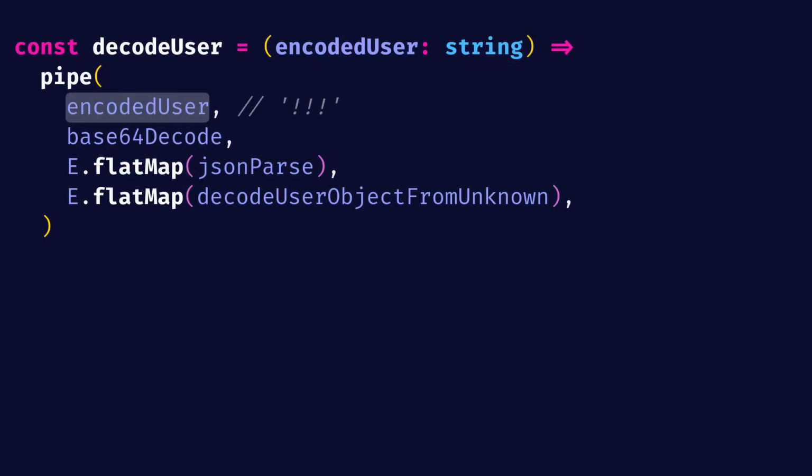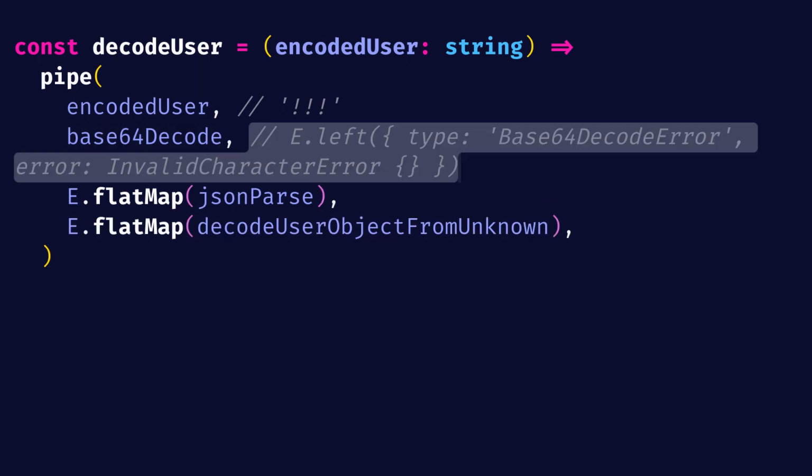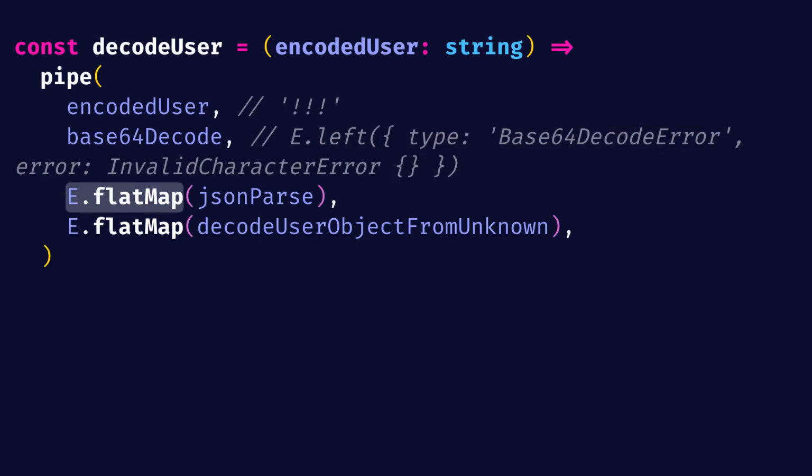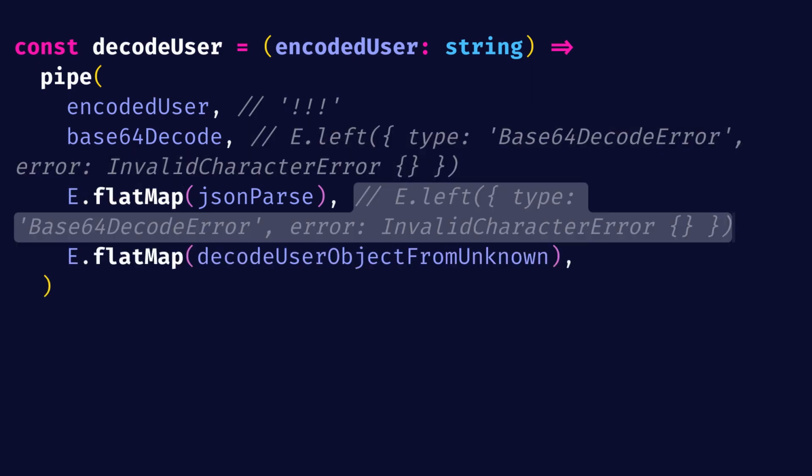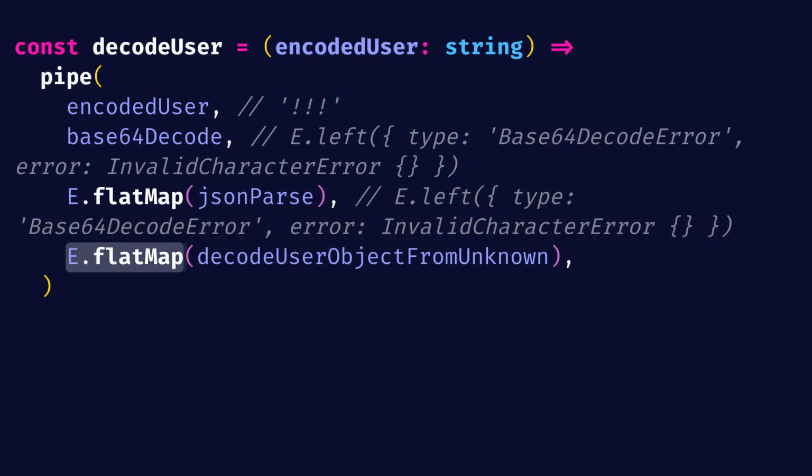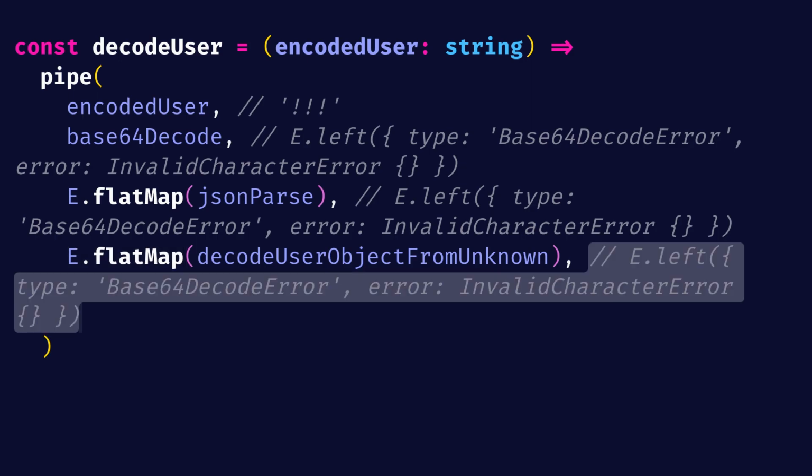Lastly, let's see what happens when we call decodeUser with an invalid base64 string. So we pipe encodedUser into base64 decode. Since it's invalid base64, we get back a left with a base64 decode error. Then, when we attempt to flatMap that left, we get back the same left since there is no value to map. The same happens when we try to flatMap that left again. So the final output is a left with a base64 decode error.